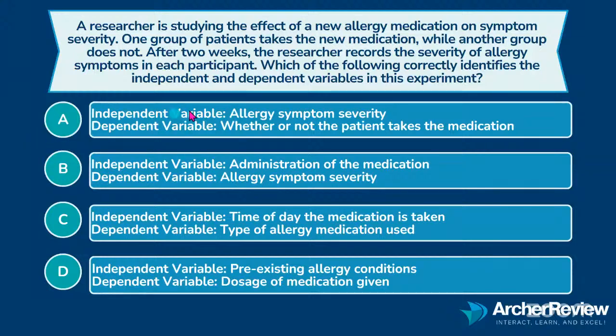Well, the independent variable is what you're purposefully manipulating. Are we purposefully manipulating the symptoms of their allergies? No, we're trying to see if the medication will do that, but we're not doing that. Okay. C was talking about time of day and type of allergy medication. Those were not relevant to the question. The question was really assessing, does this new allergy medication decrease severity?